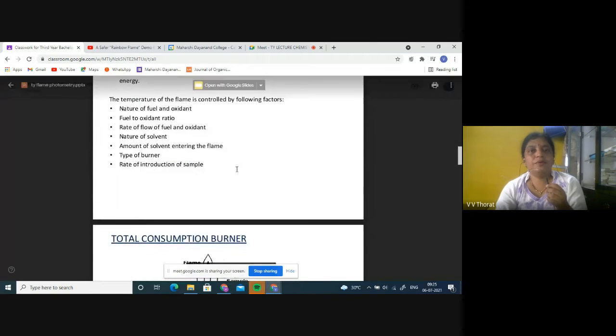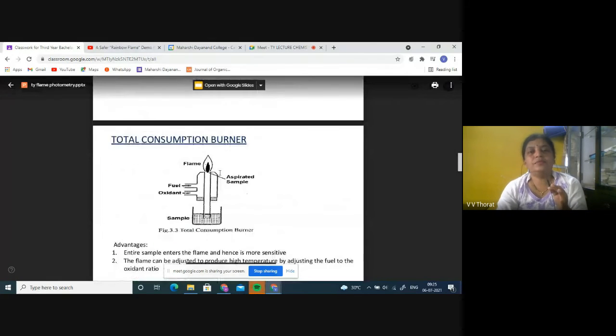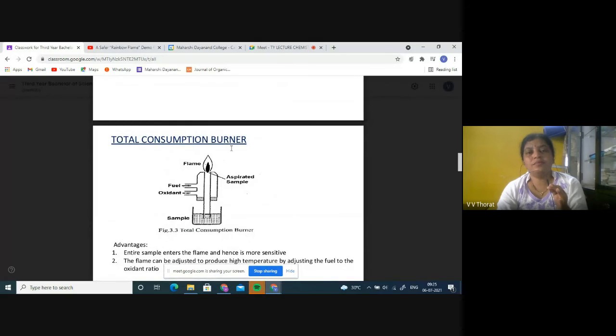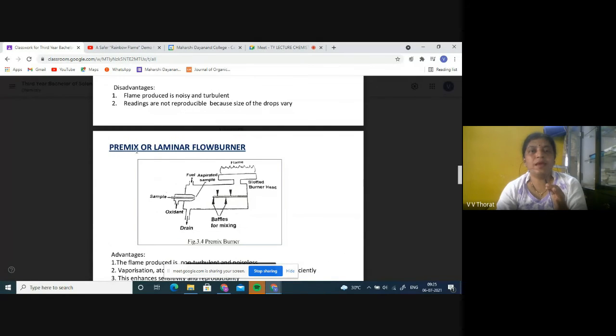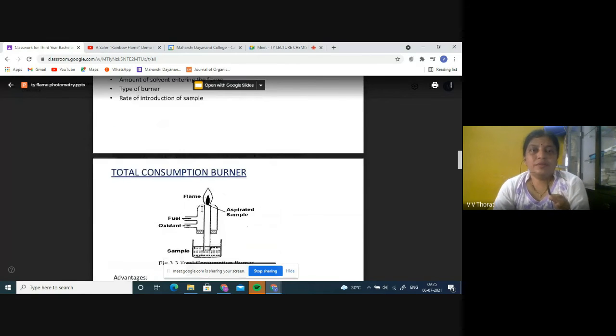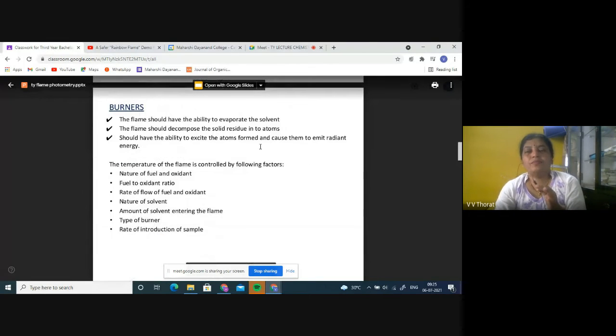Yeah. So the burners are of two types. This is one, the total consumption burner, and then we have a pre-mix burner. What is the role of burner?